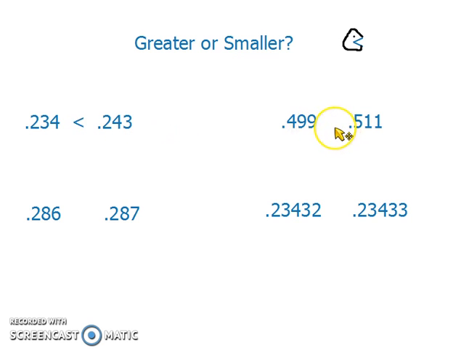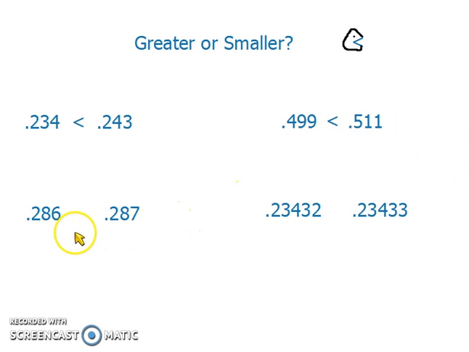Now, greater or smaller? We've got 0.499 and 0.511. Initially, we can just look at the tenths column and see that 0.4 is smaller than 0.5. So Pac-Man, once again, is going to eat the larger number.